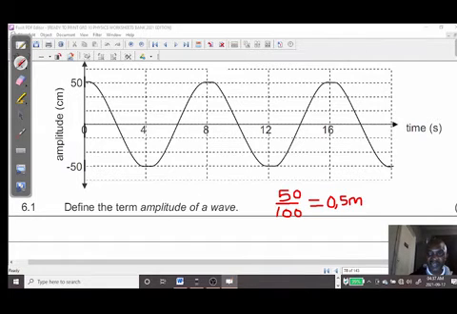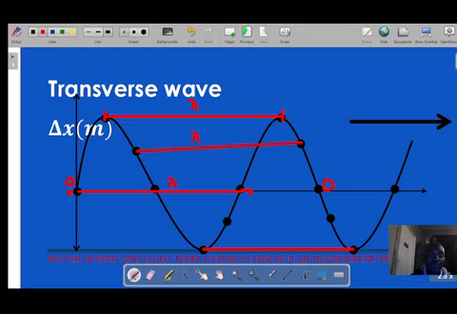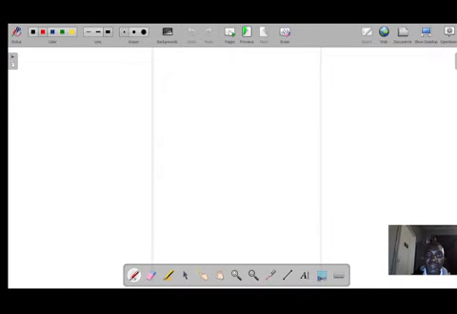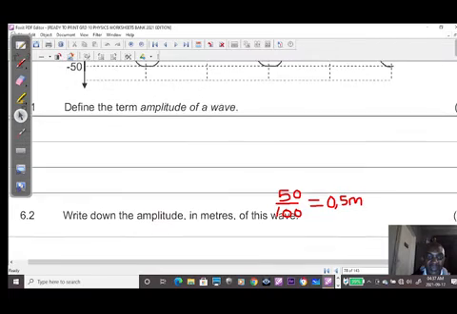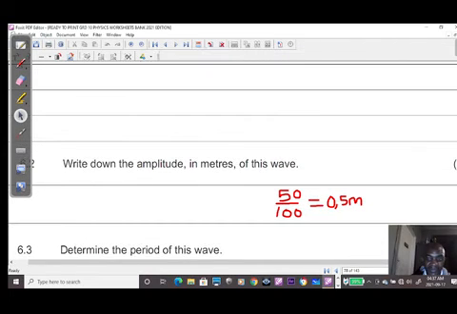Okay, next question. Let me just get a new page here so you can do calculations. Okay, now back to desktop. Now after that, what do they say? Now that's our amplitude there.